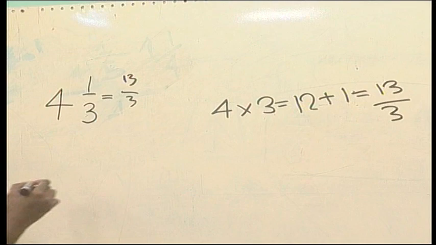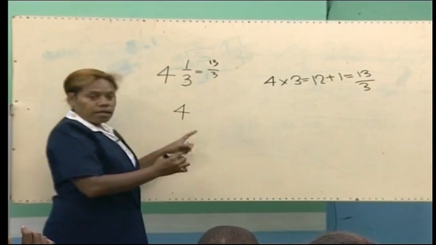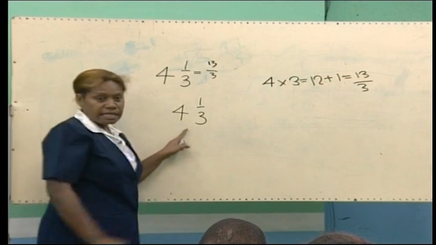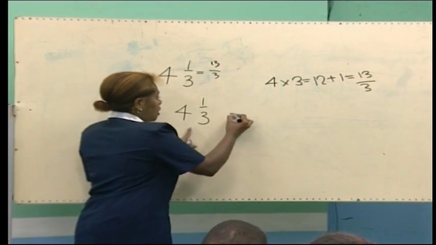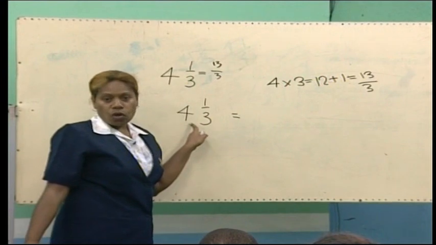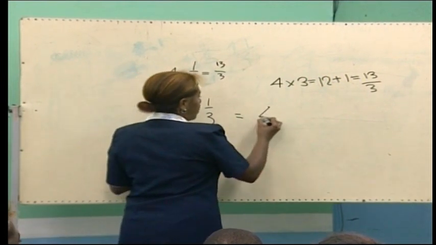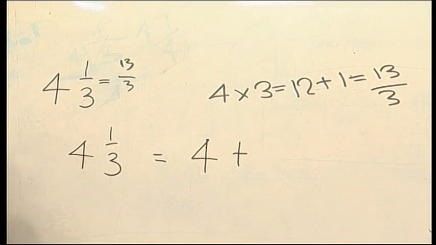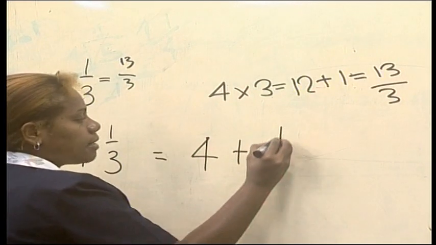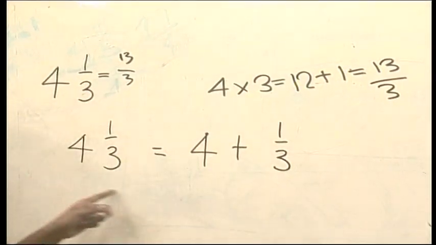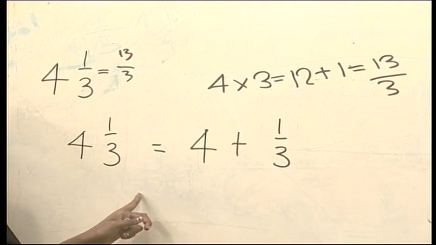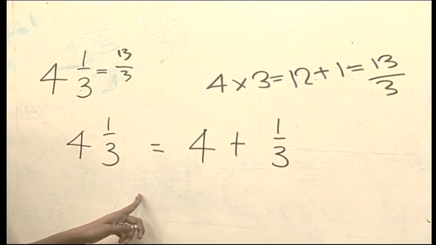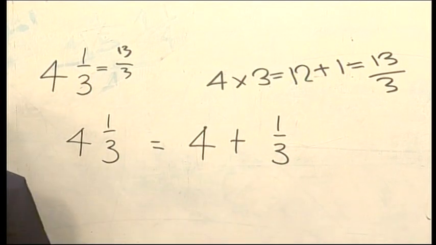Okay, 4 whole and 1/3, right, class? 4 whole and 1/3 is a mixed number, right? Receiving students? So what is 4? All right, 4 is a whole number. 4 plus, what is 1/3? What type of fraction is that? Receiving students? All right, a proper fraction. So 4 plus 1/3 makes up a mixed number. Is that clear? 7Es and receiving students? All right, 4 whole plus 1/3.